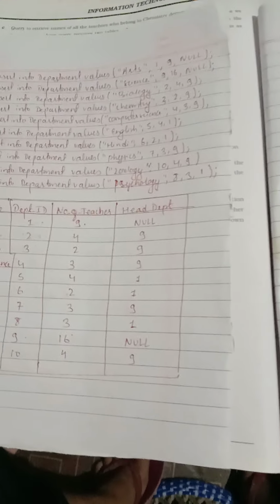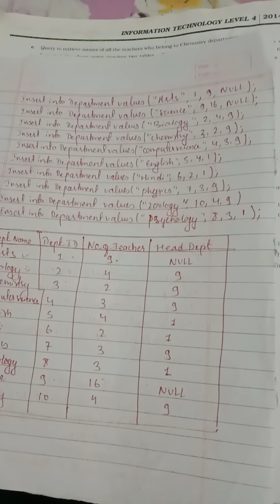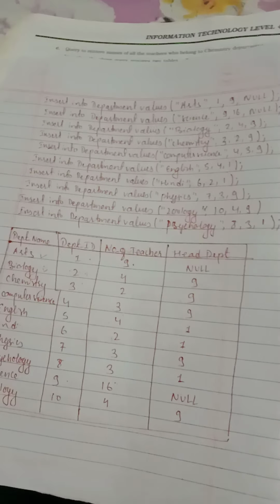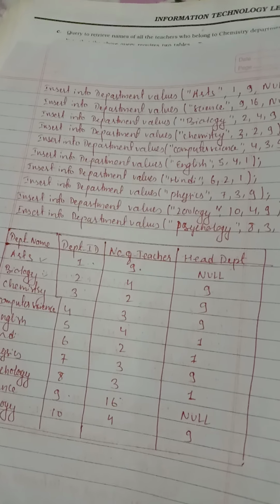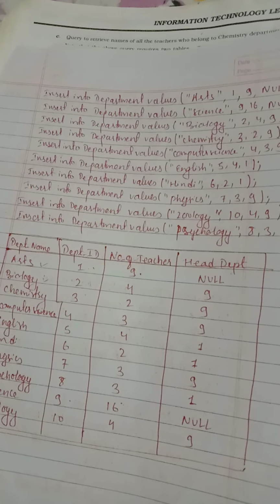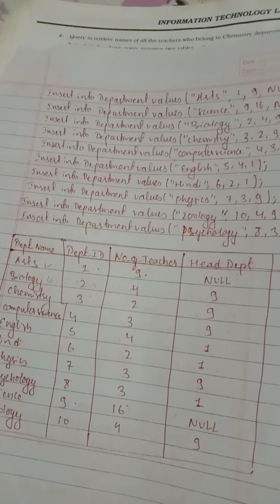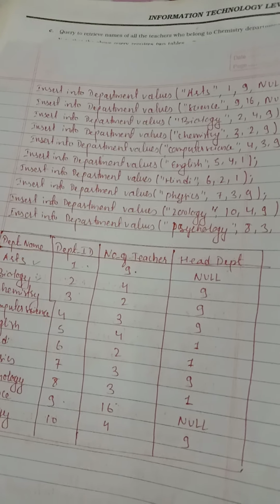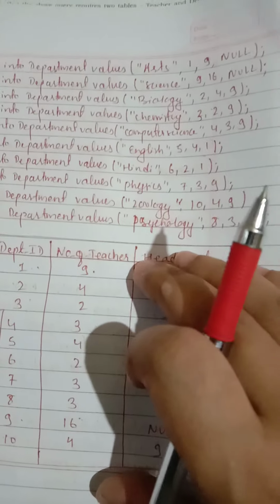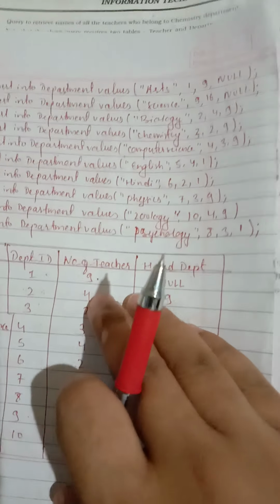In the previous session we discussed how to join two different tables. Now in this query we have to join a single table. While joining a table with itself, it's called a self join. So we have to join a table with itself. It's called a self join.